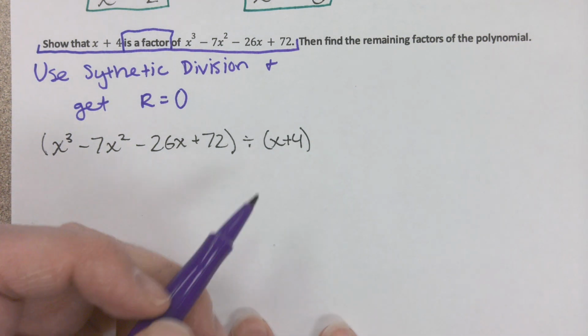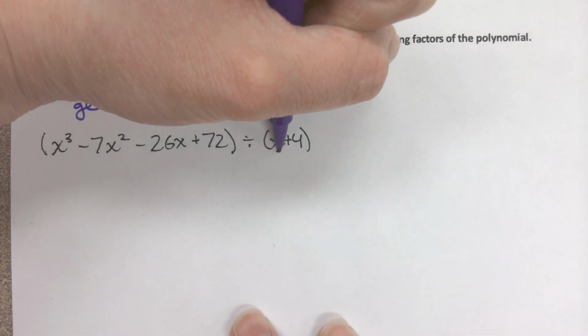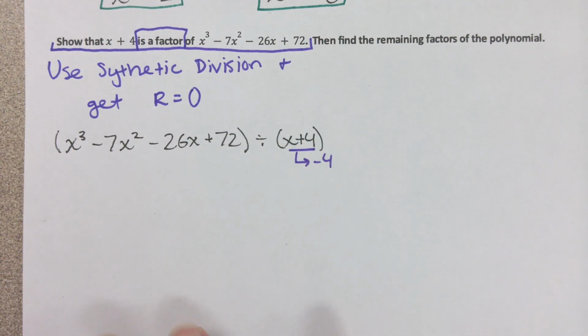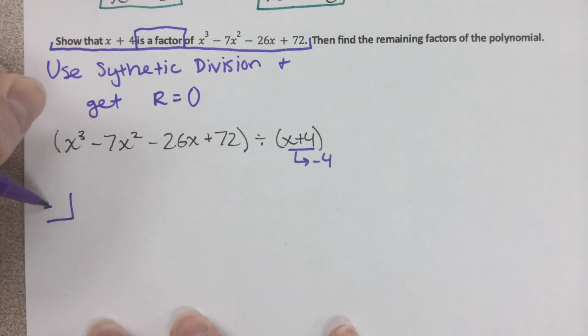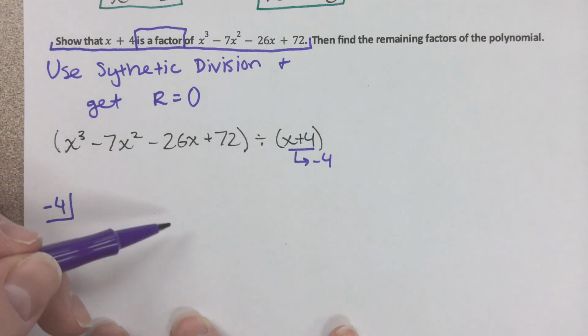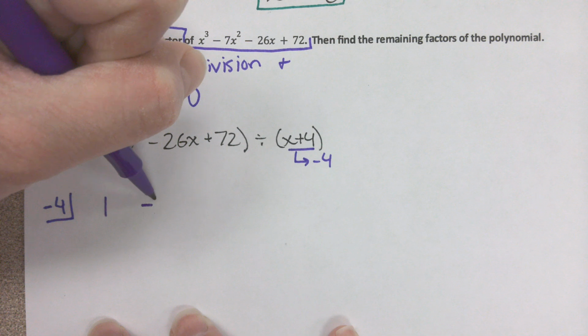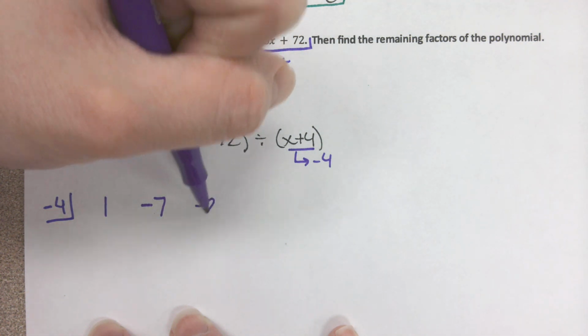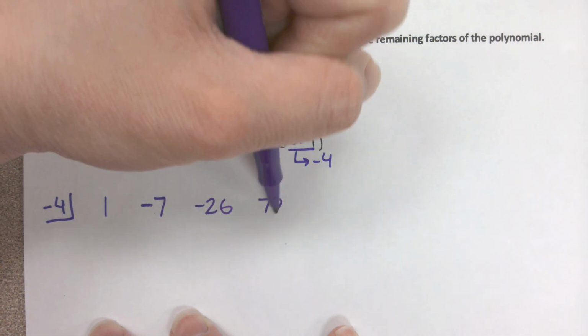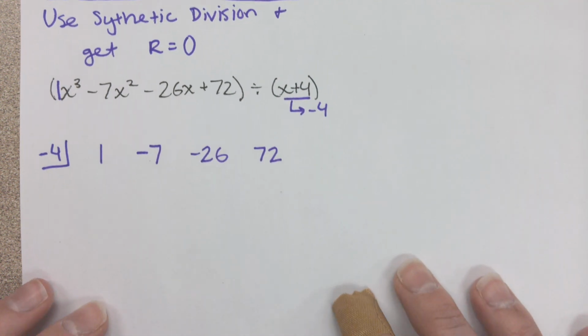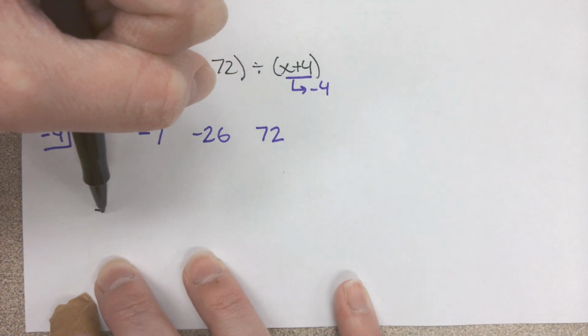Very first thing we do is we flip the sign on the factor. So the plus 4 is going to change to a negative 4. Setting up the synthetic division, we have negative 4 in the backwards L. And then we'll bring down all of these coefficients. Put a 1 on the first one. We have 1, negative 7, negative 26, positive 72. And then don't forget the black line to help us divide up our work.